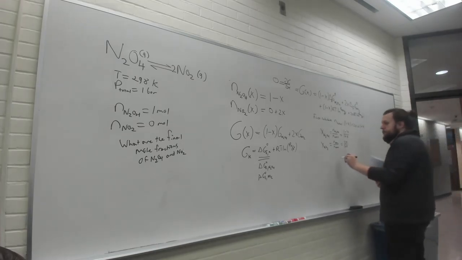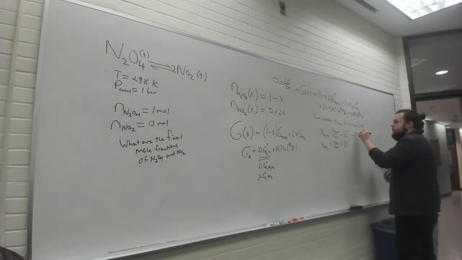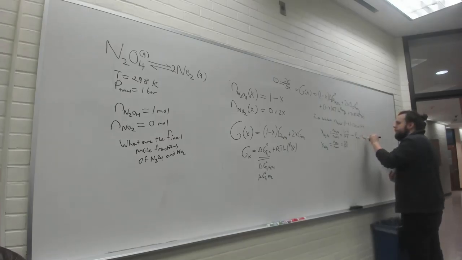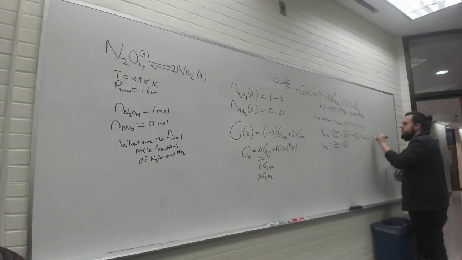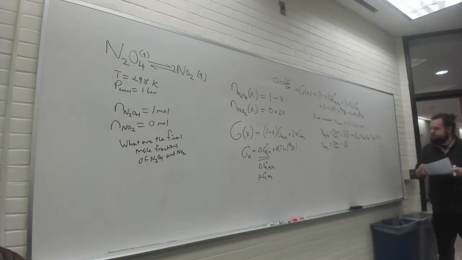And of course, the partial pressure of N2O4 is the mole fraction of N2O4 times the total pressure, which is 1 bar. So it's just a factor of 1. You can just get rid of it.